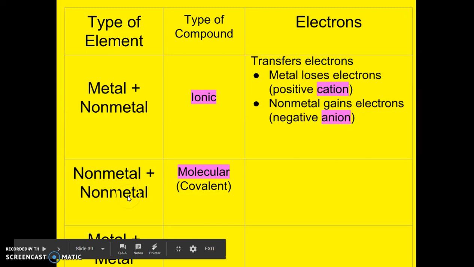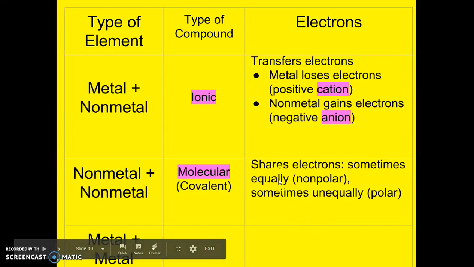If I have a nonmetal and a nonmetal bond together, I make what's called a molecular compound, or a covalent bond. You'll sometimes see them called covalent compounds. But I'm going to share electrons here, sometimes equally and sometimes unequally. I'm going to give you a drawing showing you a polar bond versus a nonpolar bond, and we're going to talk way more about both of these, ionic and molecular bonds, in a later chapter. I just want you guys to have a little bit of introduction to them.